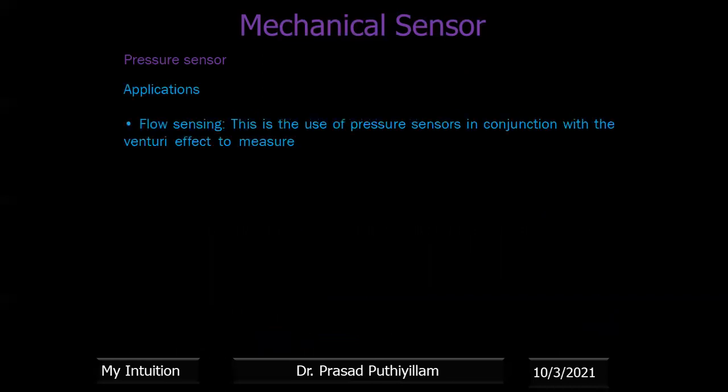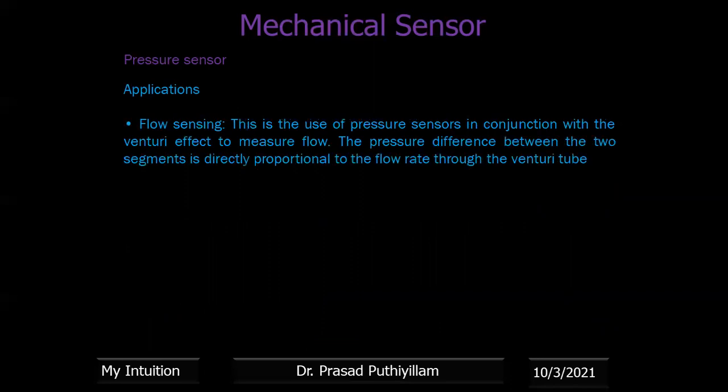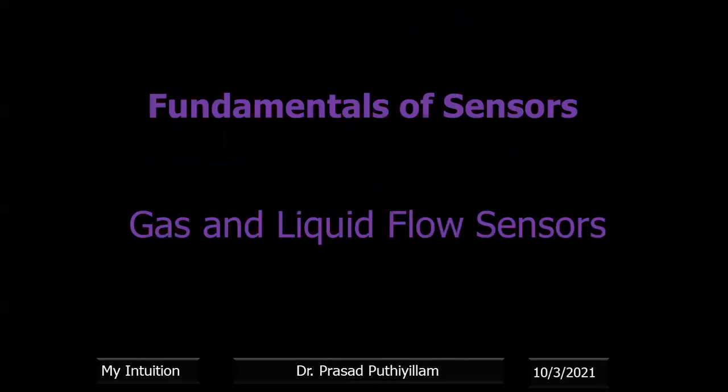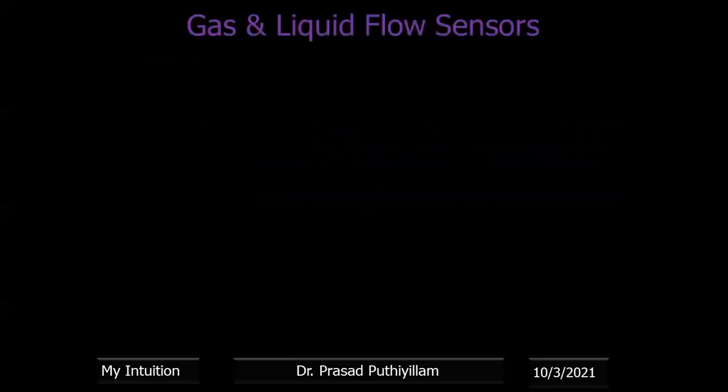Also, it is used in flow sensing. Flow sensing is done with the help of a Venturi tube. So the Venturi effect is indicated here. It is a reduction in fluid pressure that results when a fluid flows through a constricted section or a choke of a pipe.